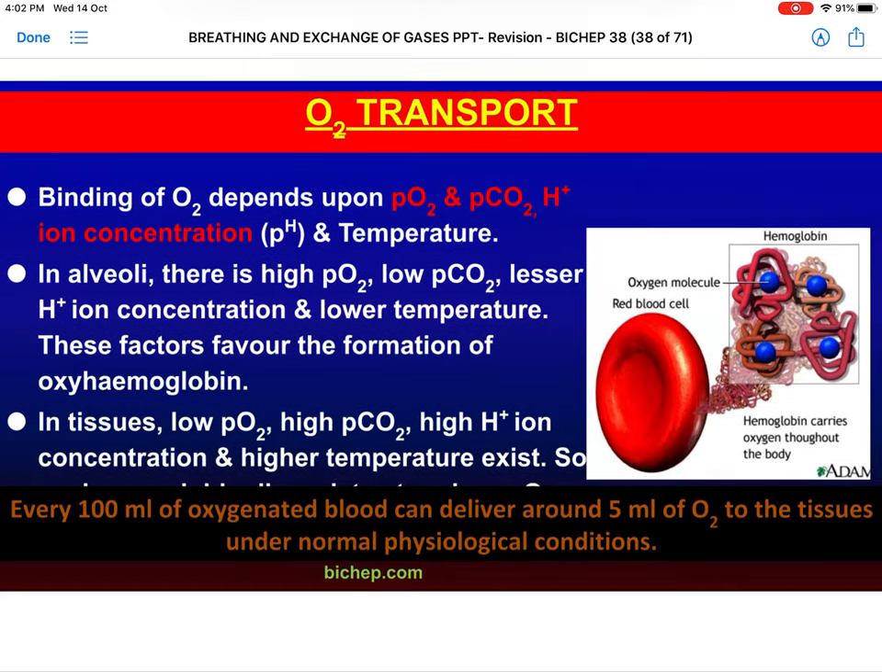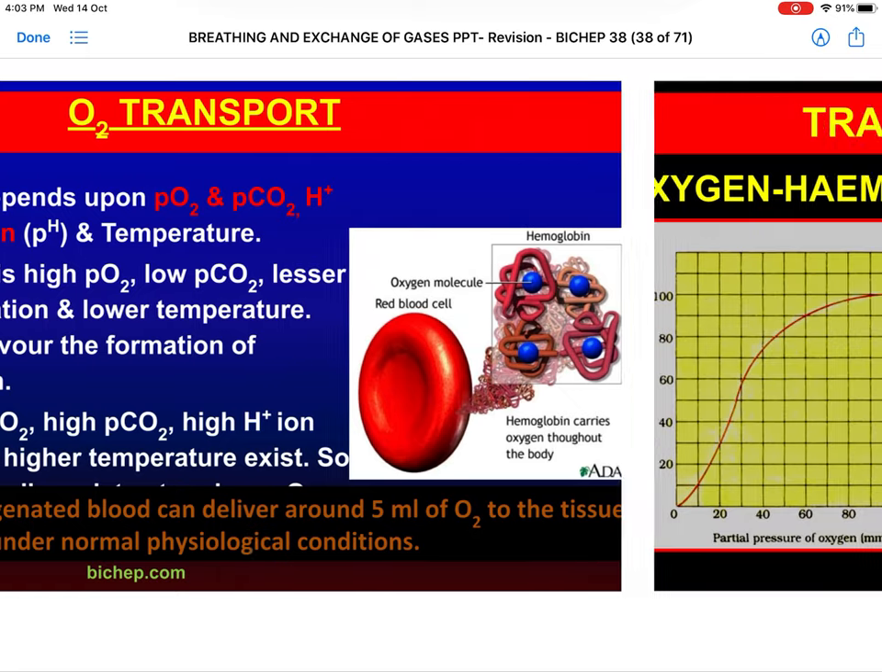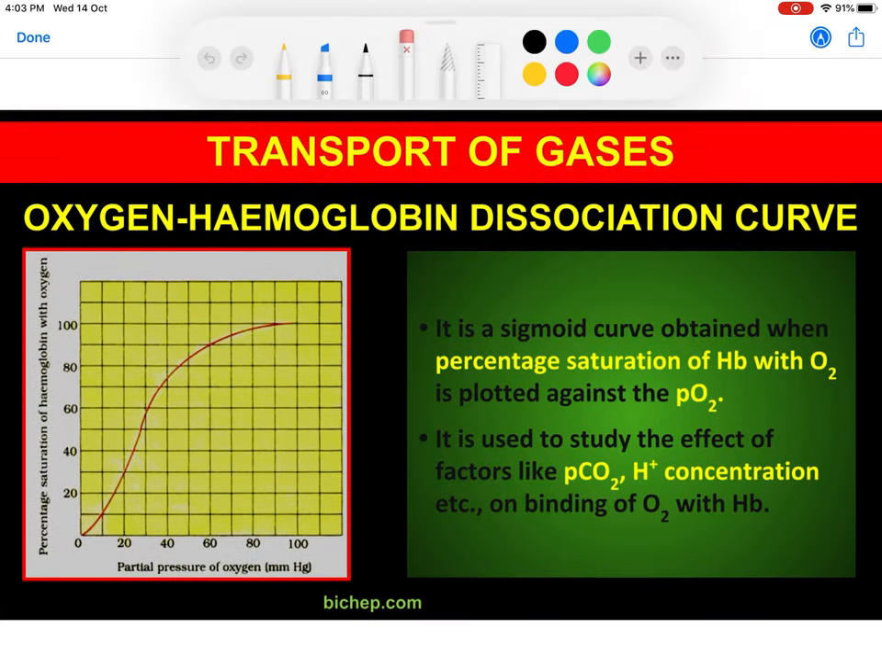Before we move ahead, please take a screenshot of this slide. That's the graph which is shown in the textbook as well, and it is the same photograph I have taken in the slide. This is the oxygen or hemoglobin dissociation curve. Ready? Oxyhemoglobin dissociation curve, ODC is the short form of this graph.